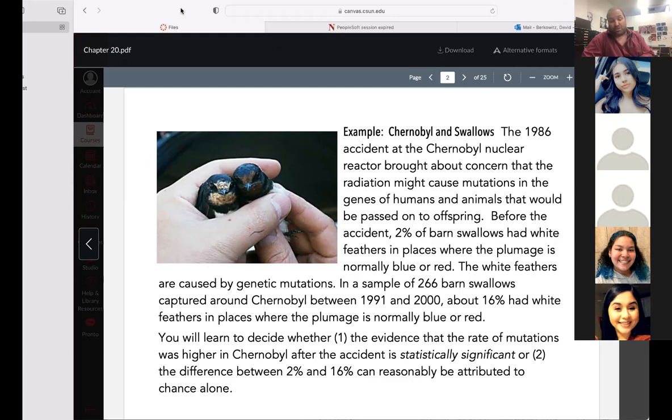You will learn in this chapter to decide whether the evidence that the rate of mutations was higher in Chernobyl after the accident is statistically significant, or it could have happened by chance. There's a reasonable chance that it could have occurred on its own. It's a 14% difference. 14%, maybe that's pretty far away, that the result makes me think, okay, there's a reason behind this. Or maybe it's close enough that I think, hey, we live in an imperfect world. Sometimes we get results that are unexpected, but hey, that's just the way life is.